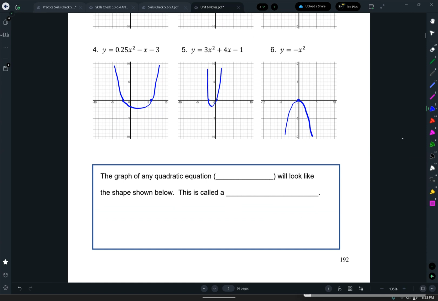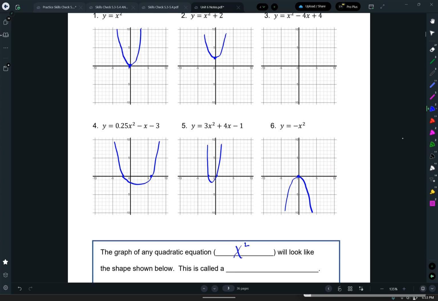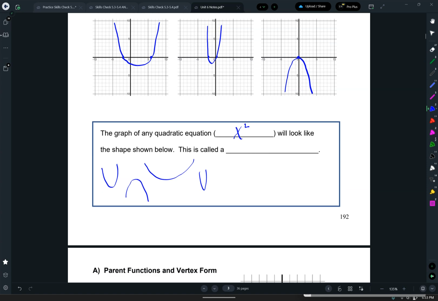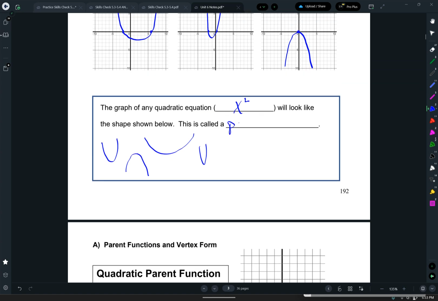So the graph of any quadratic equation, and quadratic equation means it has x squared in it. Now, I realize these equations had other numbers, but they all had an x squared. That's the one thing that they all had in common. So the graph of any quadratic equation will look like the shape shown below. So remember, some of them were opening up, some of them were opening down, some of them were more wide, some of them were much more narrow, but they're all the same basic shape, okay? And that's the shape that we call a parabola.